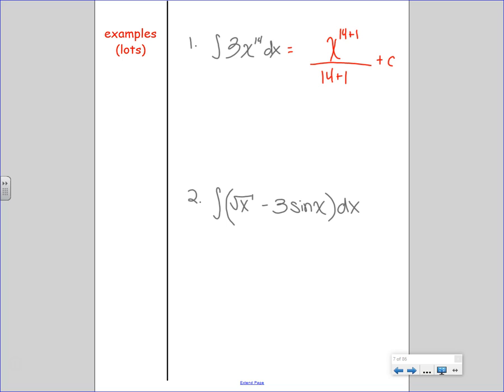But the problem is, wait, who's chewing? 3. So let's see if this makes sense. What if I had 3 over 14 plus 1 is 15 times x to the 15th, which is the same thing as 1/5. Would this work? How can you know for sure? Bring down the 15. What's 15 over 5? Take away 1, x to the 14.